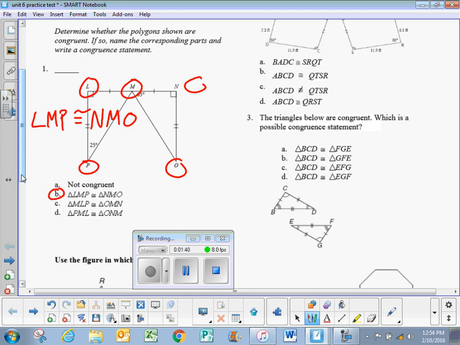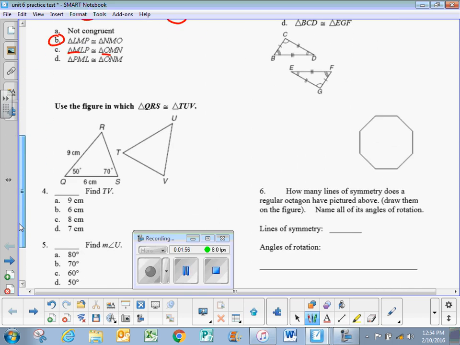Okay. Notice here, this is saying that M and O, since they're both first, are corresponding, and M and O are not the same, nor are P and O. Well, actually, P and O are, but M and N are not. So that's why D is wrong. Okay. Number 2.